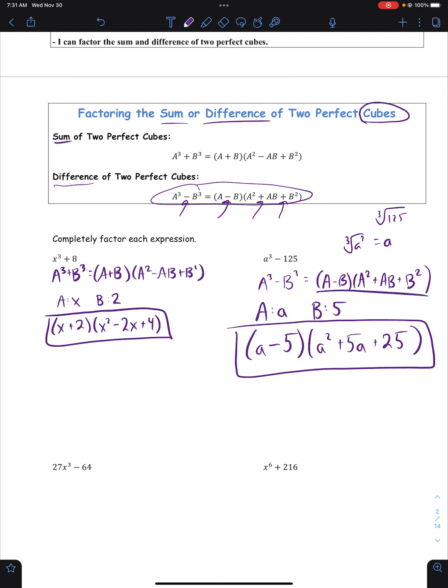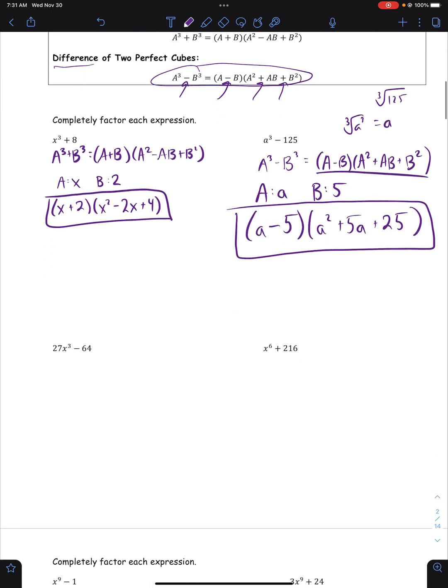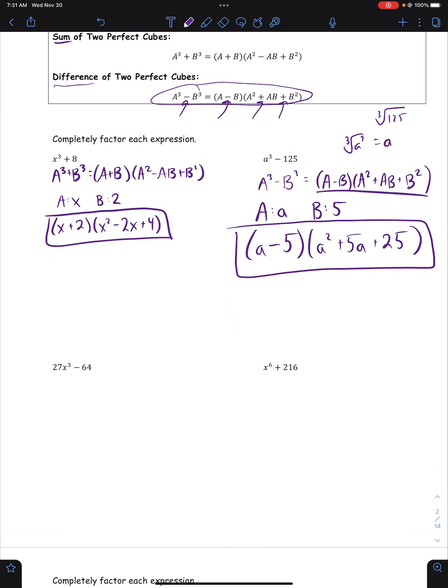How about, I want you guys to try the next two. Pause the video and play it when you're done.